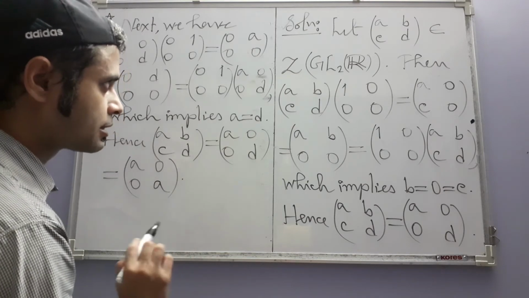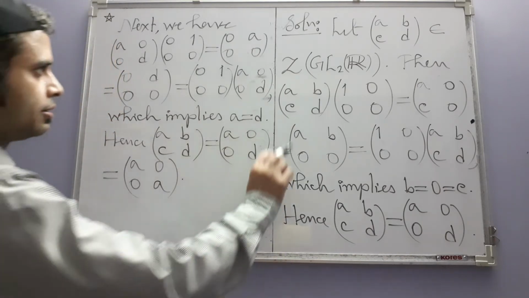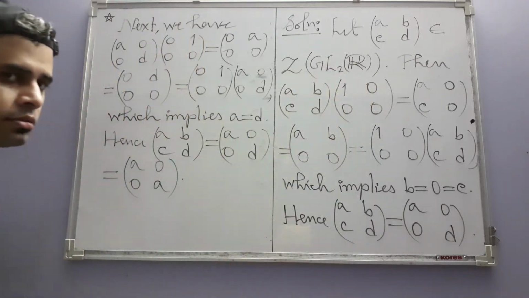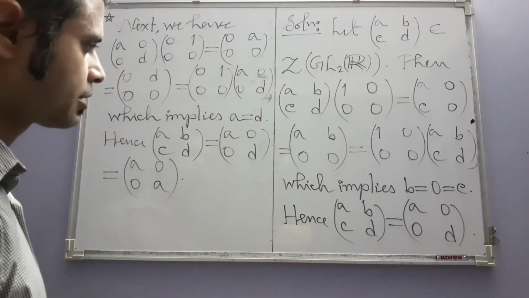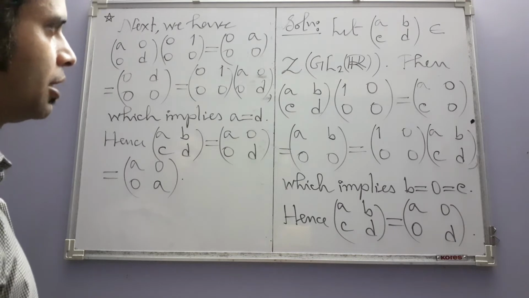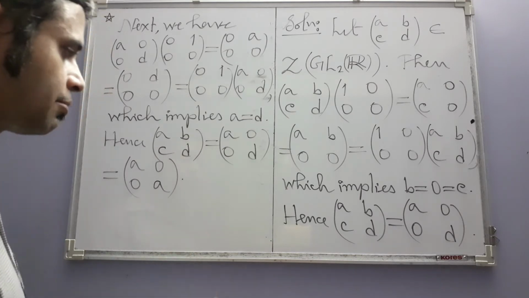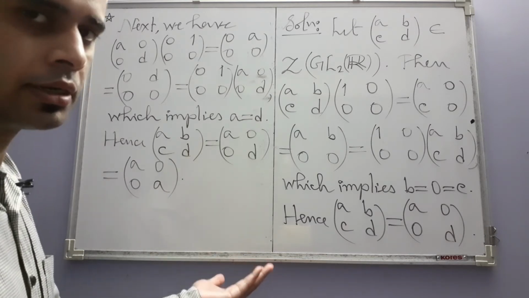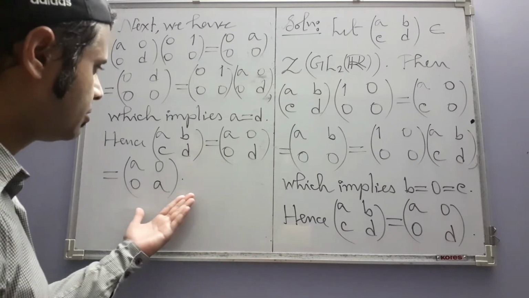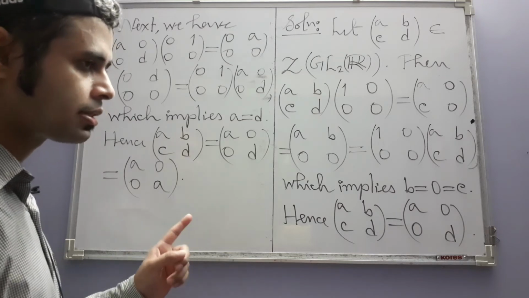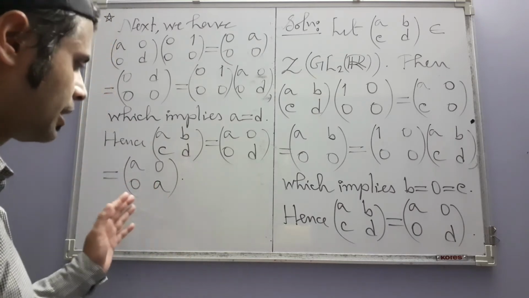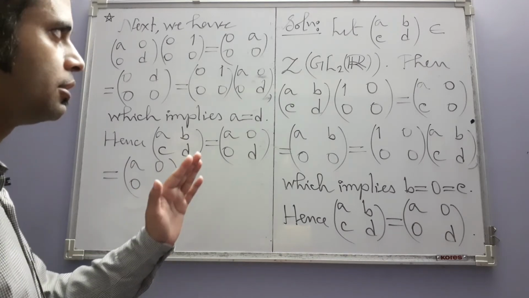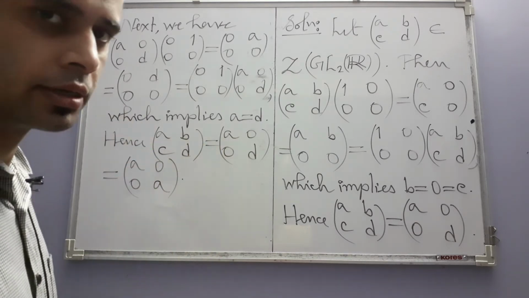Note that we have just shown that any element in the center of this general linear group must be a scalar matrix. But what about the other way? Are all scalar matrices actually in the center? In other words, now we need to show that any scalar matrix commutes with all elements in the general linear group.